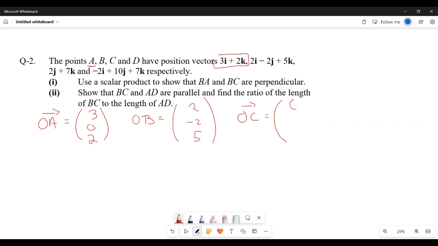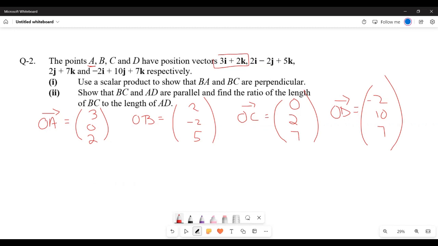OC is 0, 2, 7. And OD is minus 2, 10, 7. Okay. It's perfectly fine to stick to IJK and not use these column vector notations. I'm just doing it for you to link it to your O levels concept, whereas if you can stay in IJK format, that's even better.